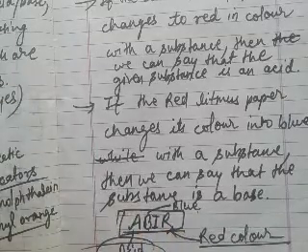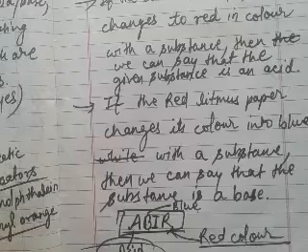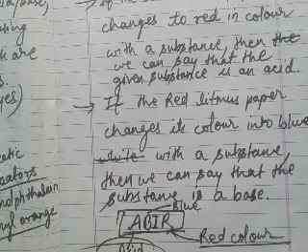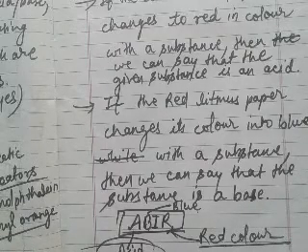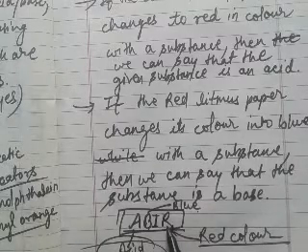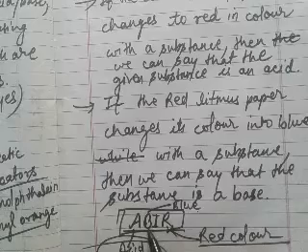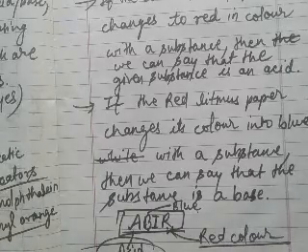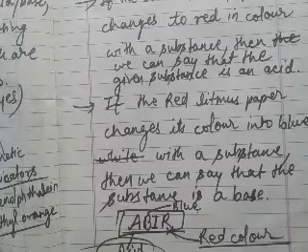Once this point is clear, the other one is also clear. If a red litmus paper is changed into a blue color, then the given substance is a base. Just the reverse of this mnemonic.